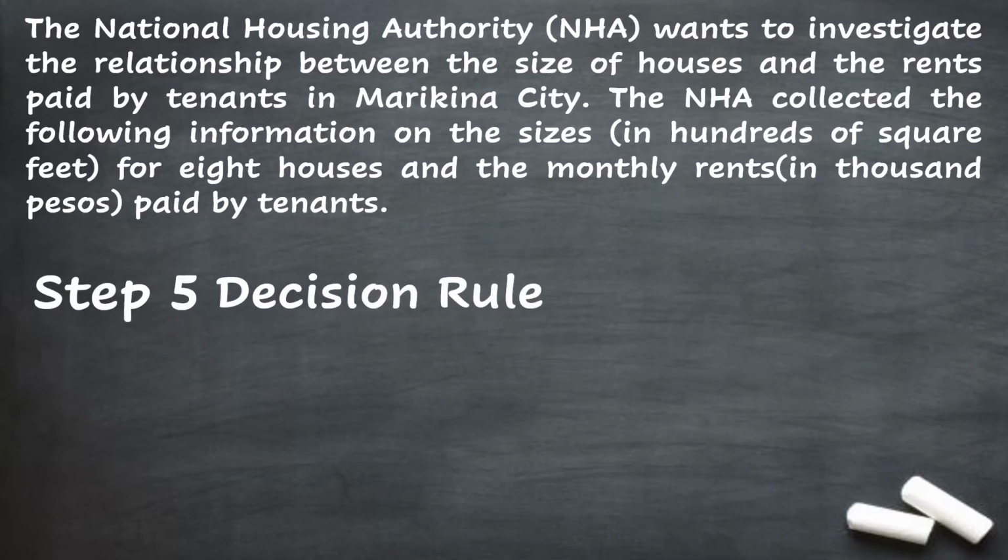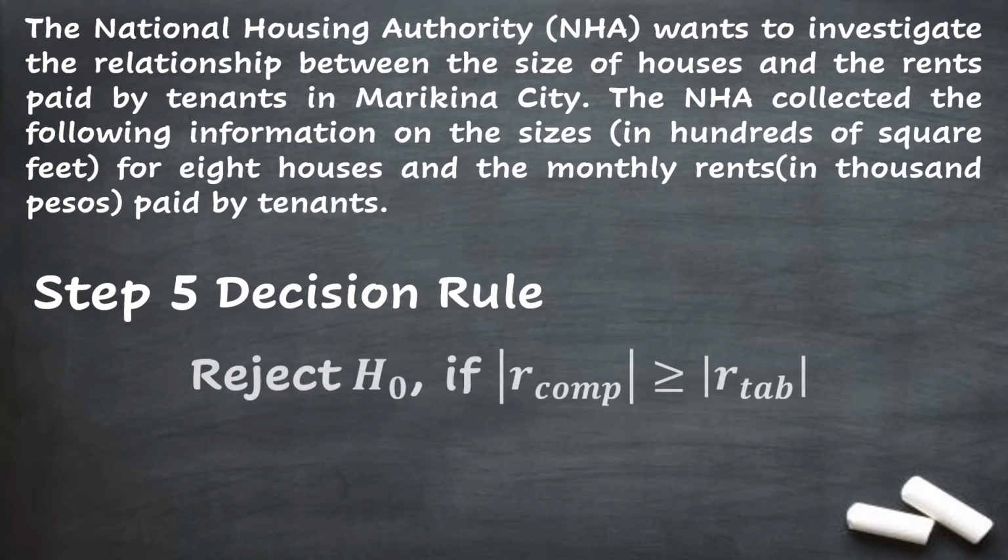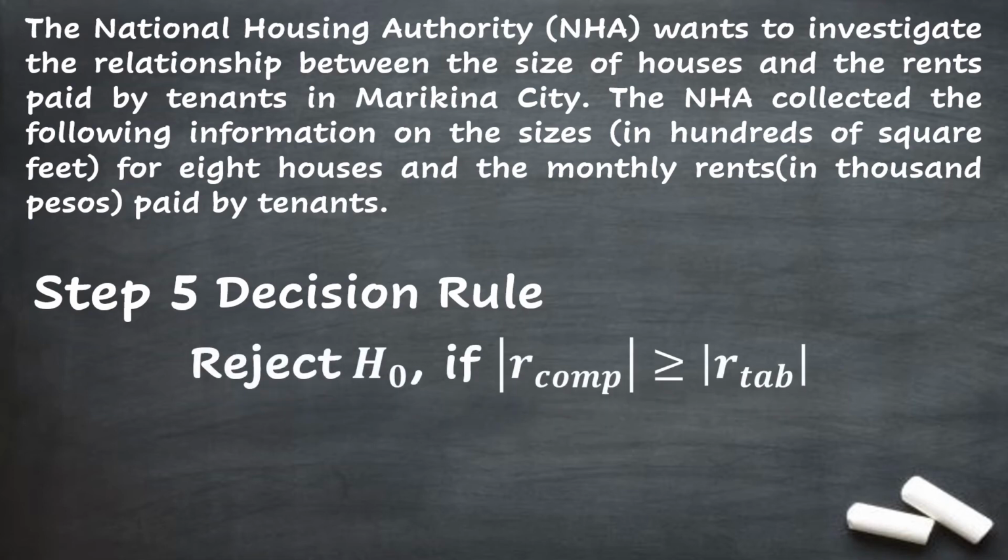Step 5 is the decision rule. The decision rule for Pearson r correlation is reject the null hypothesis if the absolute value of the R computed is greater than or equal to the absolute value of your R tabular.